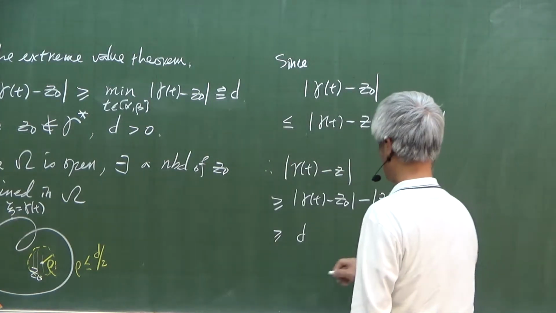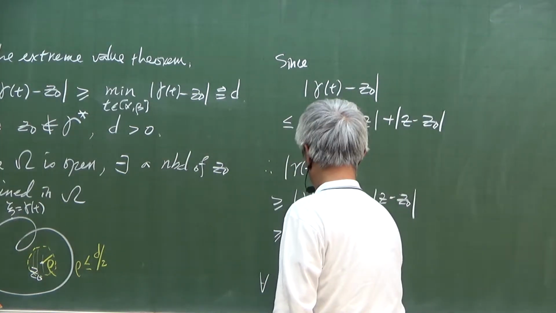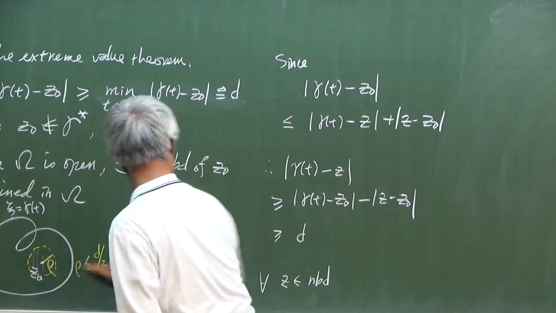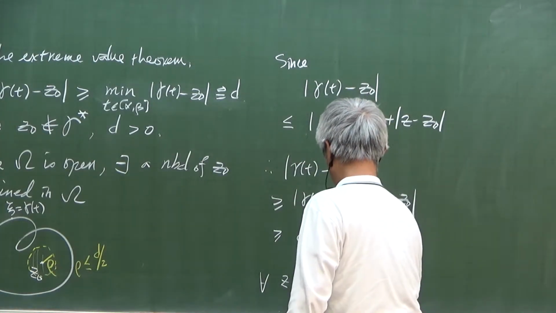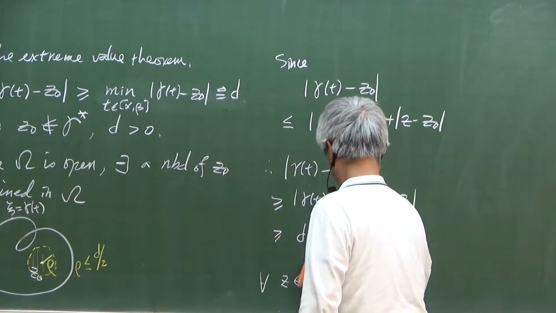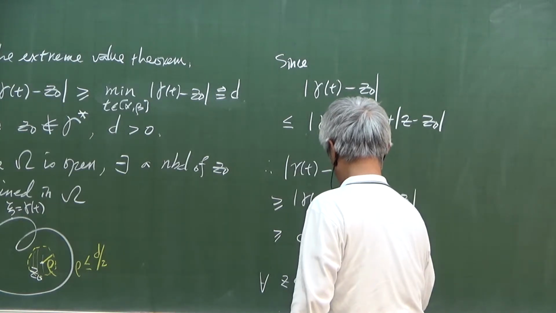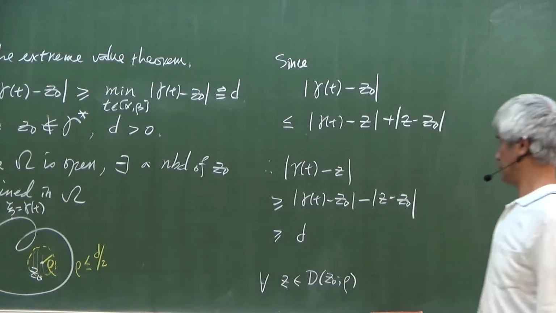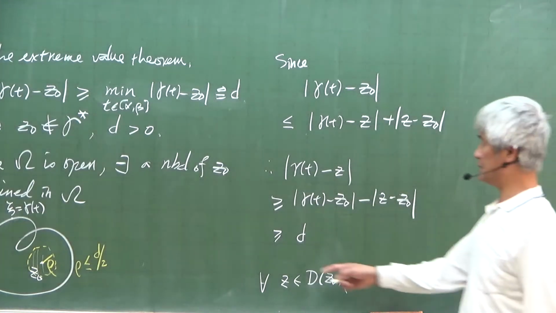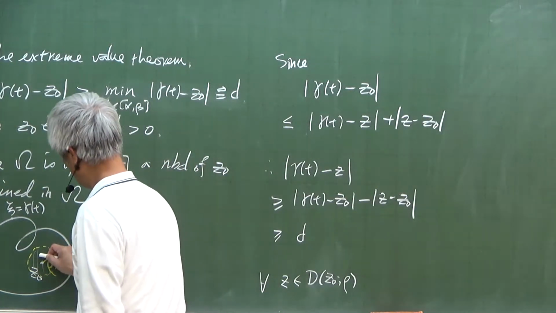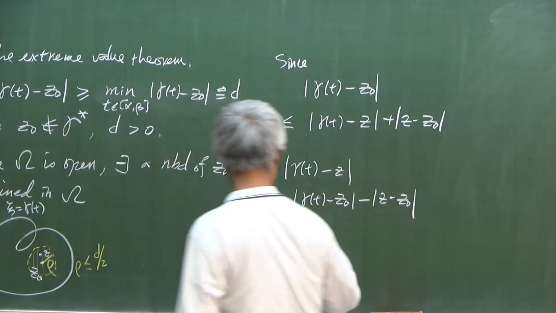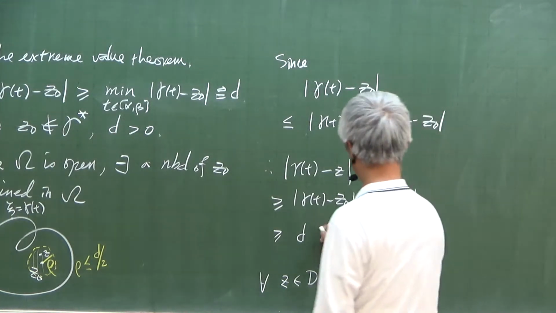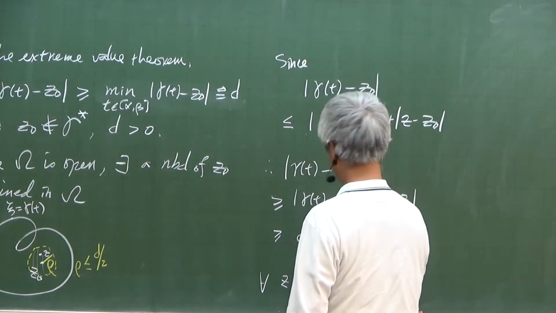So we want this for all z in the neighborhood. Actually, I just say this is a disk with z0 as center and radius rho here. Okay. So for all z here, okay, for all z here, we have this.